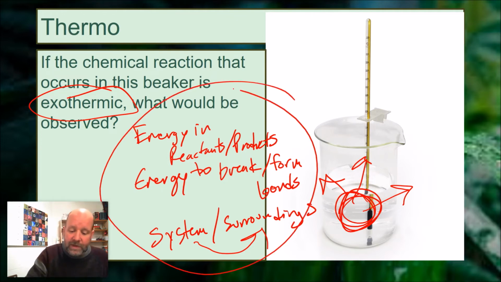This is the kind of question AP likes to ask a lot, the kind of conceptual, how is the heat moving? What does that mean for the system, the surroundings? And what does that mean about the bonds? And of course, if this was an endothermic reaction, it would be the opposite of all those things, right? We would be moving from the surroundings to the system. We would have more energy in the products than in the reactants because we had to put energy in from the surroundings. And it would take more energy to break the bonds than what we get out from forming the new bonds.